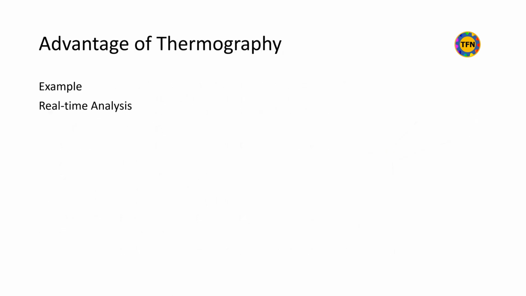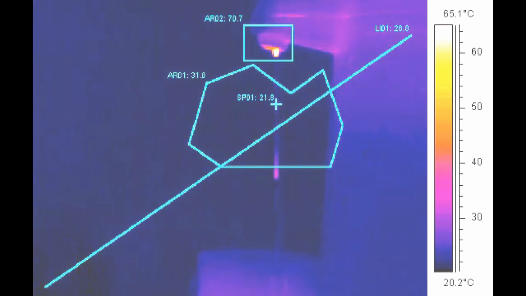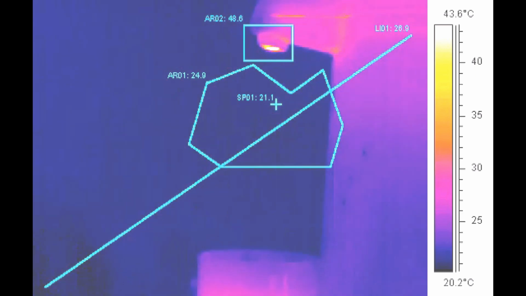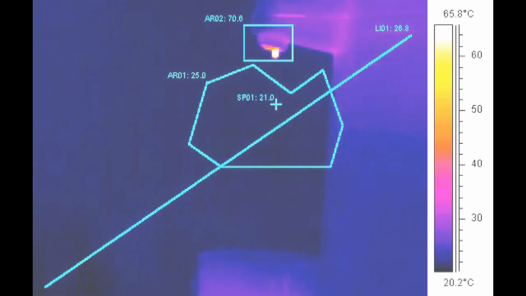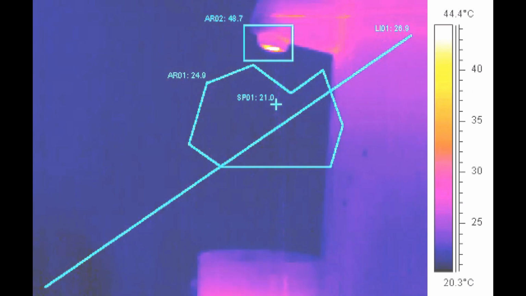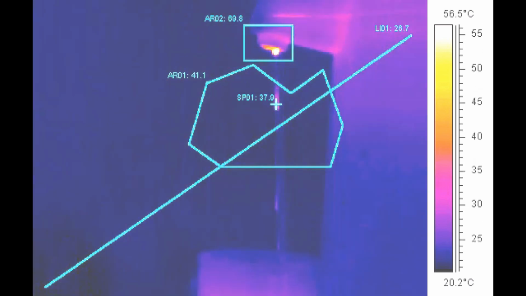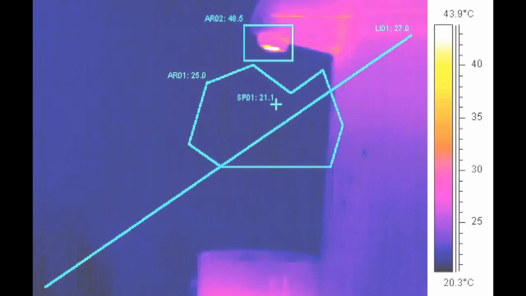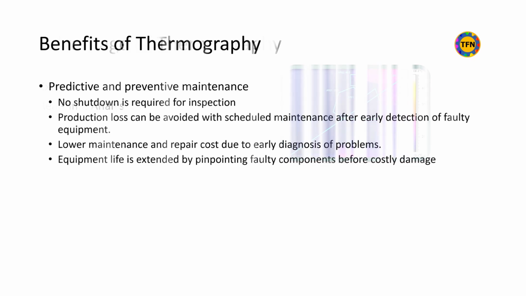Here is an example of real-time temperature measurement. Please note how the temperatures of polygon, AR01, rectangle, AR02, line, LI01, and spot, SP01, change instantly as a drop of hot water is passing.